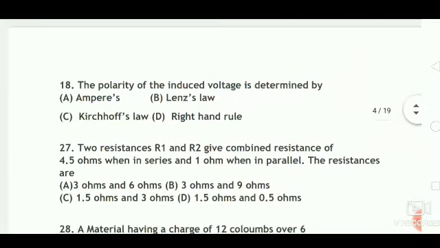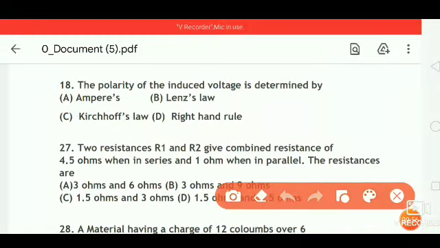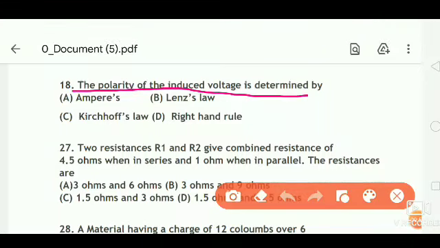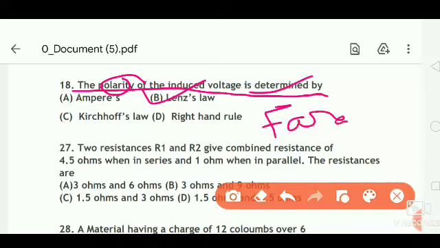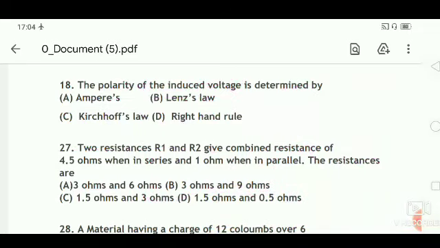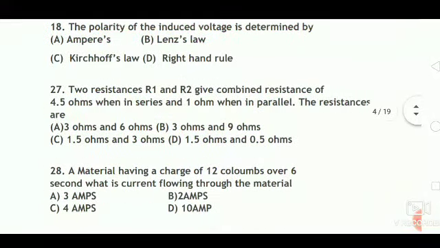So the next question is, the polarity of the induced voltage is determined by. Here we determine the polarity. The polarity of the induced voltage is determined by Lenz's law. We know the induced EMF magnitude is determined by Faraday's law, but the polarity of the induced EMF is determined by Lenz's law. Here option B is the right answer, the direction is determined by Lenz's law.